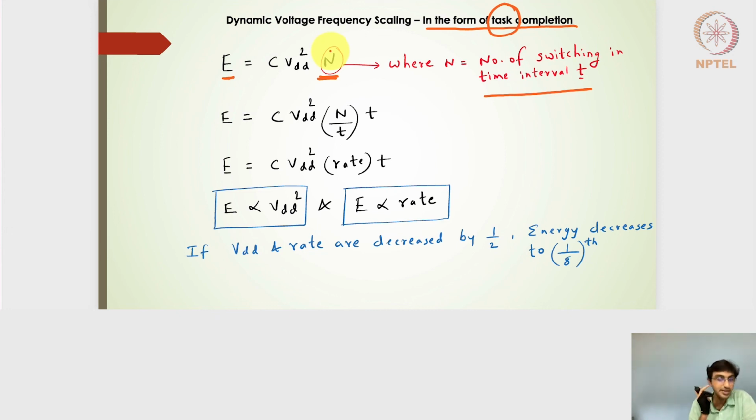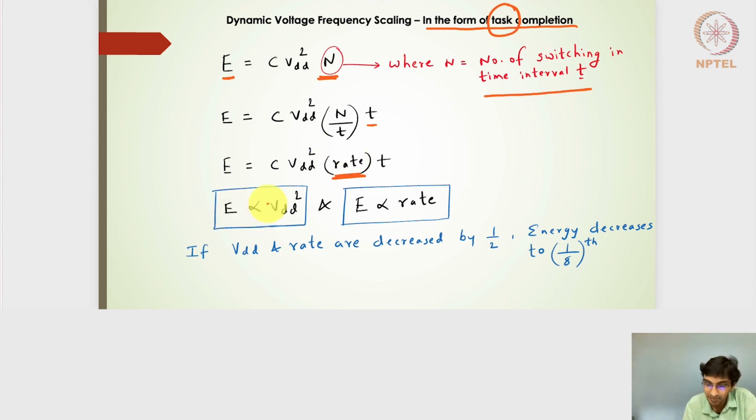What I mean here is, if there is a particular task, it has to be characterized by the number of times it is switching at the output node from 0 to 1. I can use that to extract the energy delivered by the VDD to complete that task. That will be given as C VDD square multiplied by N. If I divide by T, I will get C VDD square N by T multiplied by T. This N by T is the number of times it is switching divided by the time of interest, which is referred to as the rate of switching.